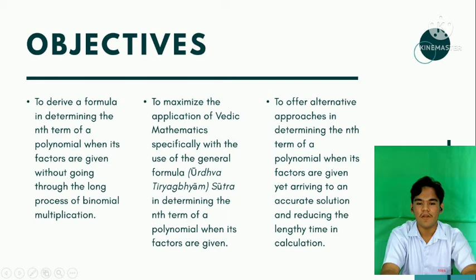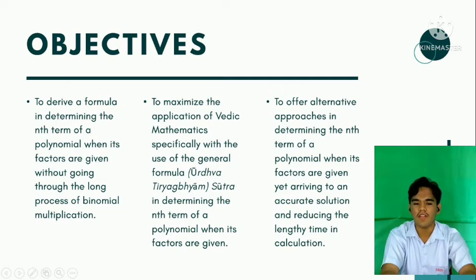The goal of this research is to provide a different approach in determining the nth term of a polynomial when its factors are given. It specifically aims to derive a formula determining the nth term of a polynomial when its factors are given without going through the long process of binomial multiplication. Second, to maximize the application of Vedic mathematics, specifically with the use of the general formula Urdhva Triagyam Sutra in determining the nth term of a polynomial when its factors are given. Lastly, to offer alternative approaches in determining the nth term of a polynomial when its factors are given, yet arriving at an accurate solution and reducing the lengthy time in calculation.